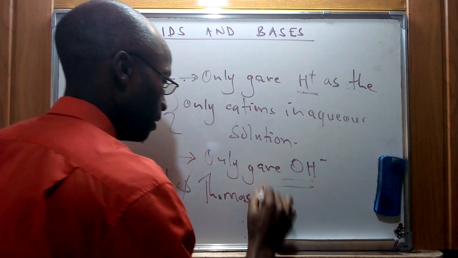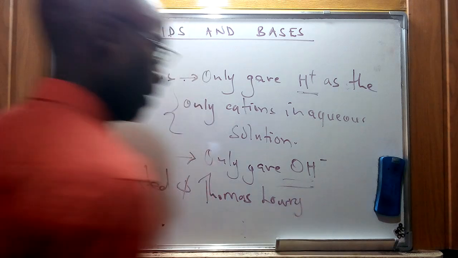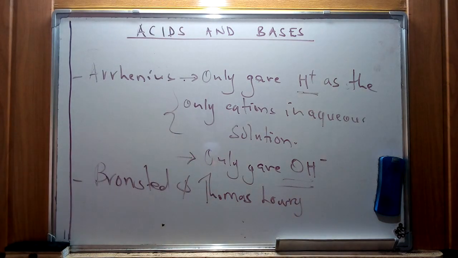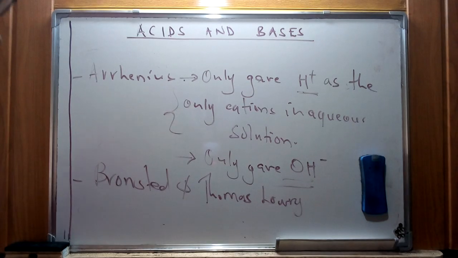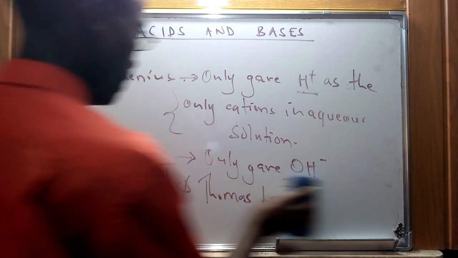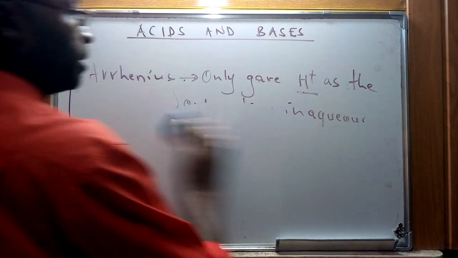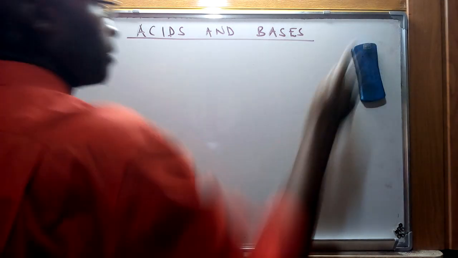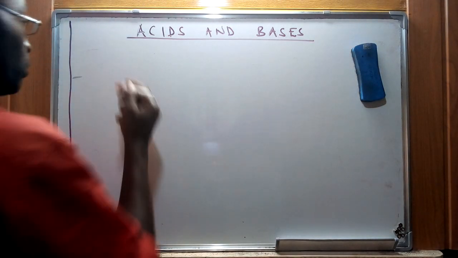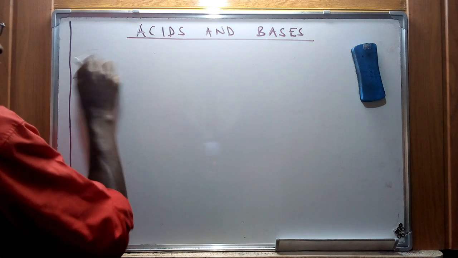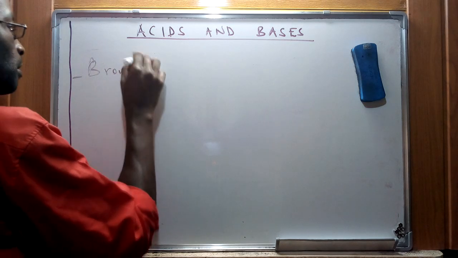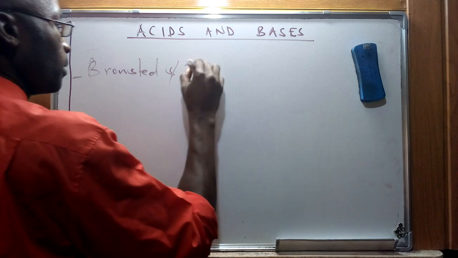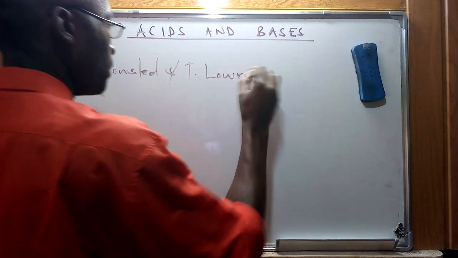This is Bronsted and Thomas Lowry's definition of an acid and a base. According to Bronsted and Thomas Lowry, they give a different version of the definition of an acid and a base, and their statement was a summary of what we're going to give. So this is Bronsted and Thomas Lowry's definition of an acid and a base.